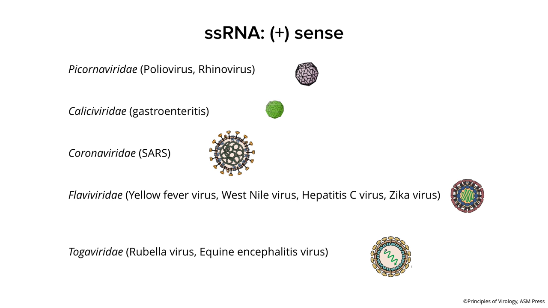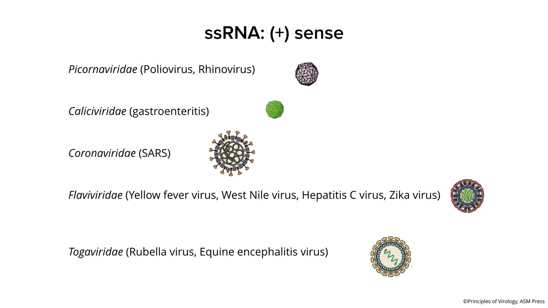Let's go to the single-stranded plus sense RNA viruses. And here we have poliovirus and rhinoviruses. The family name is shown. It's picornavirus. Caliciviruses. These are well-known agents of gastroenteritis. The Norwalk virus, or norovirus, that infects many of you, gives you gastroenteritis. The cruise virus, the cruise ship virus, that's a calicivirus.